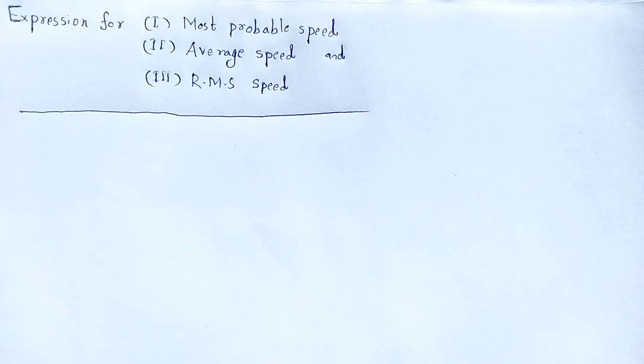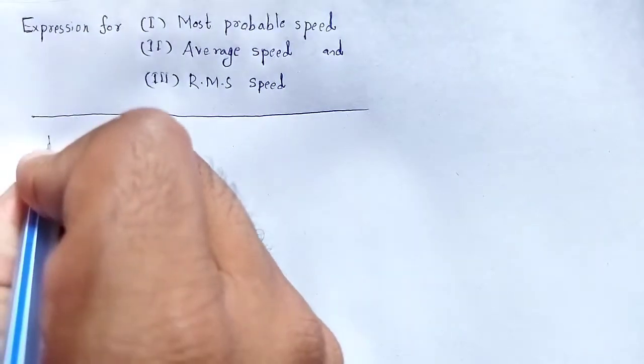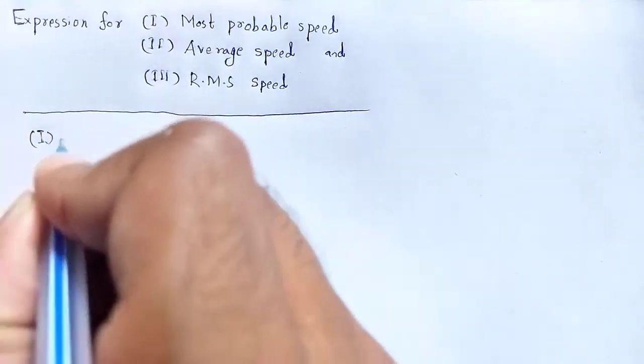In this video, we are going to discuss the expression for most probable speed, average speed and root mean square speed by using Maxwell-Boltzmann distribution law of velocities. Let's begin. First we discuss most probable speed.